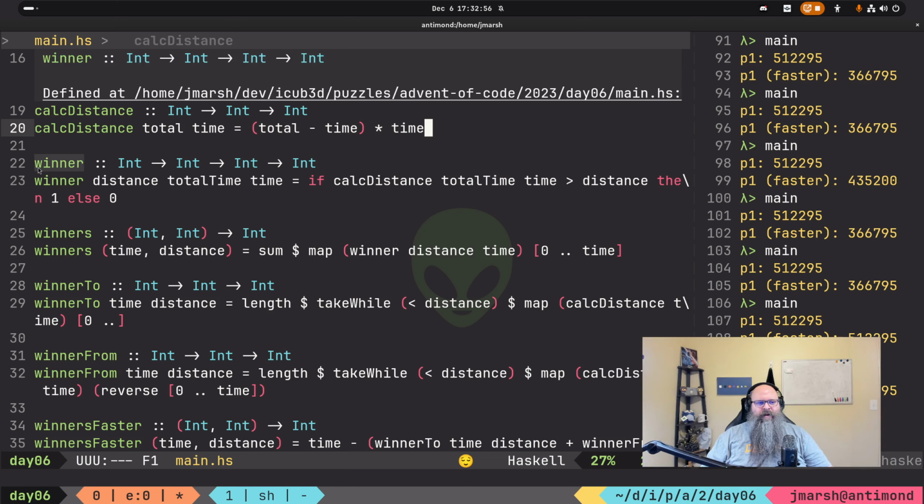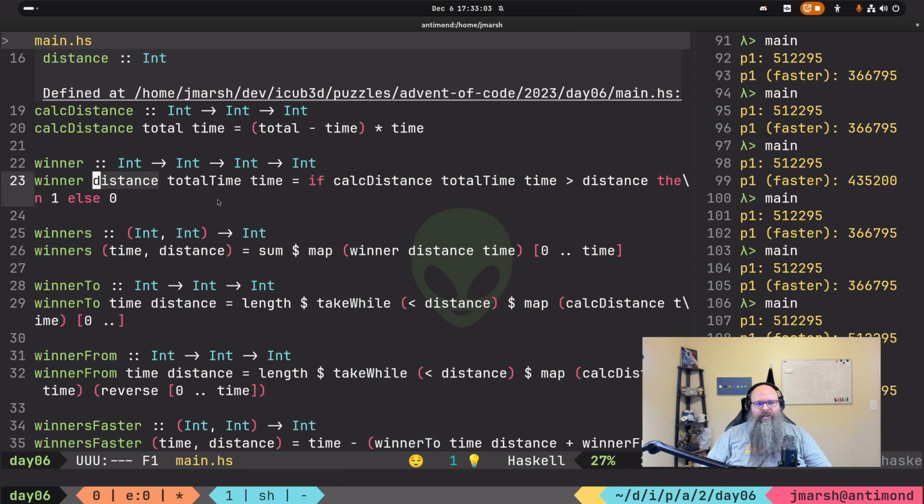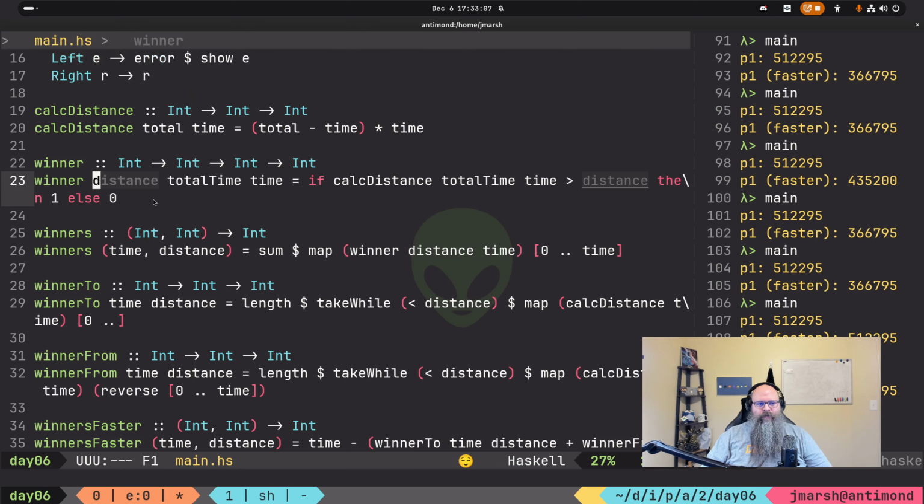And then you have the winner function, which calculates the winner. You call calc distance, and if that's greater than the current distance, you return a 1, otherwise you return a 0. So to calculate the winners, I'm just going to map over all the times, call that winner function, and sum them up. I'll either have winners or losers. That worked pretty easily, so part 1 wasn't that tough. I think it was pretty easy.